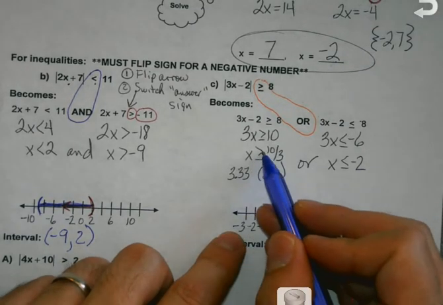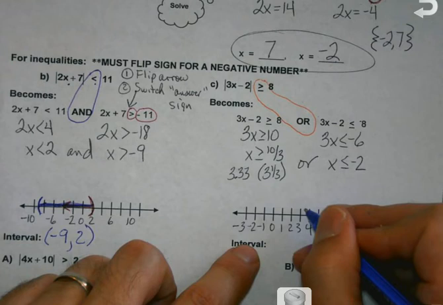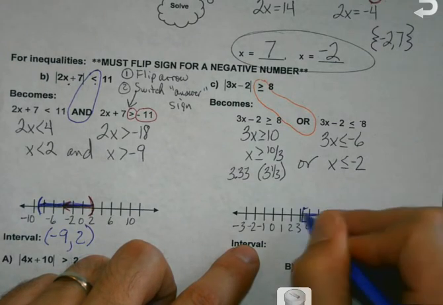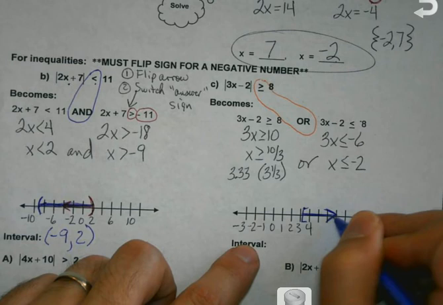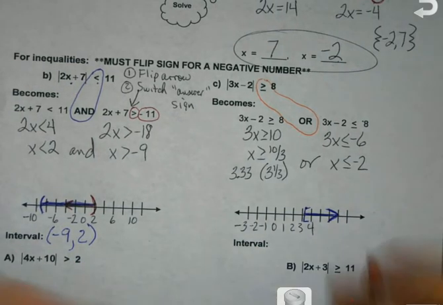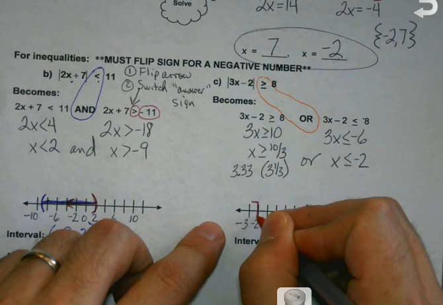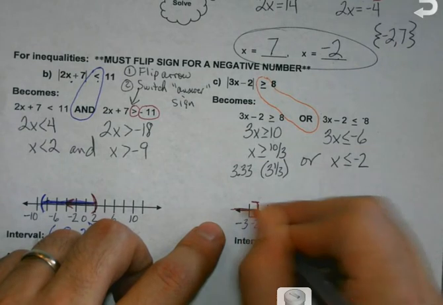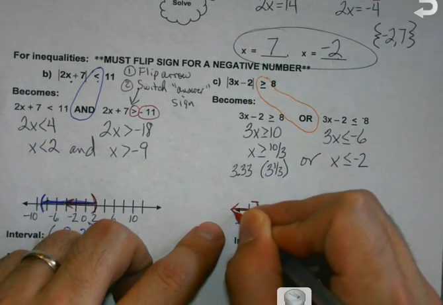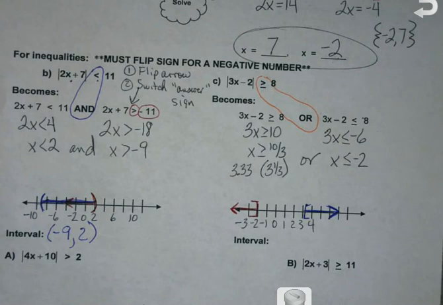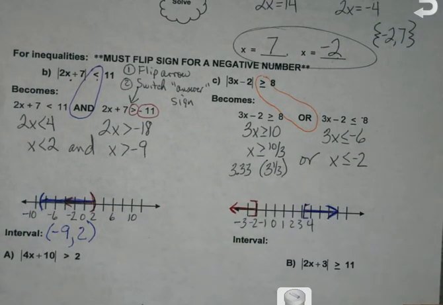So x is greater than or equal to 3 1/3. Okay, so a little more than 3. That's heading off this way. And then x is less than or equal to -2. A less than goes left. Yep, they're splitting. Okay, that's good. And or means that's okay, because as long as it covers one or the other, we're fine.